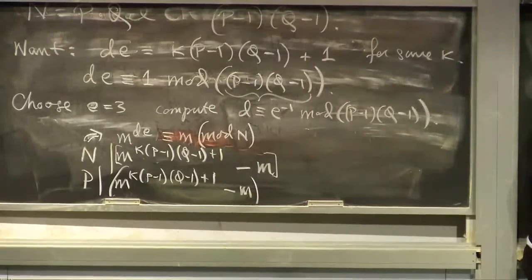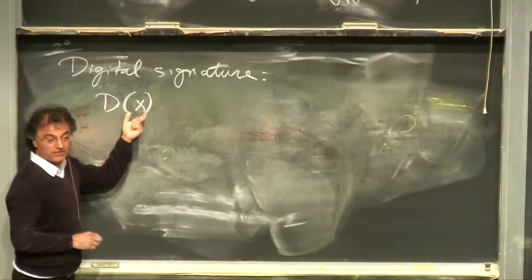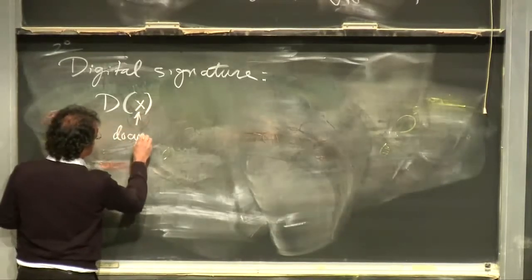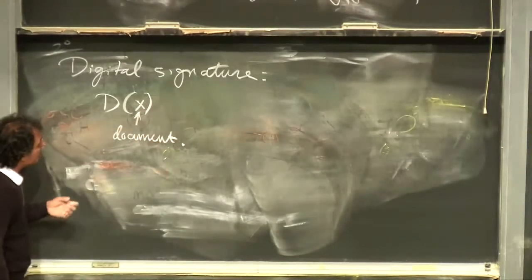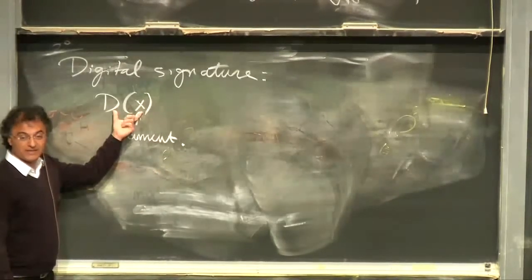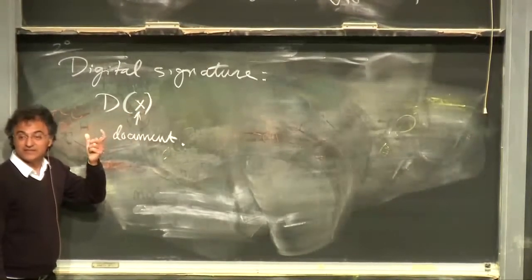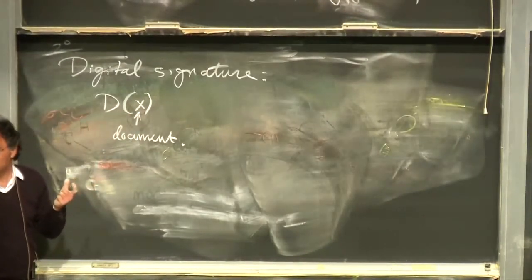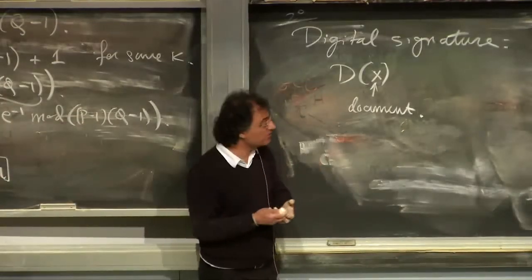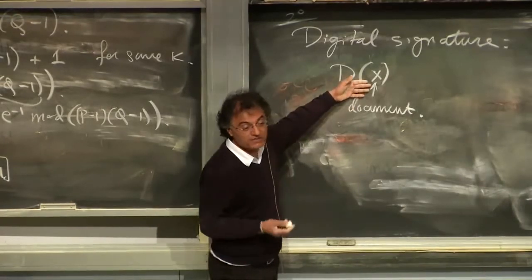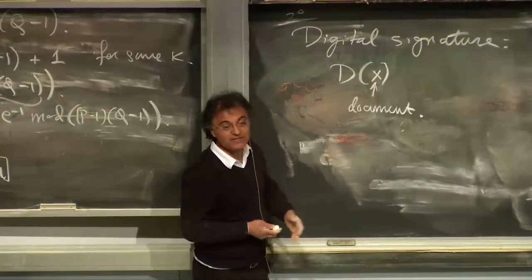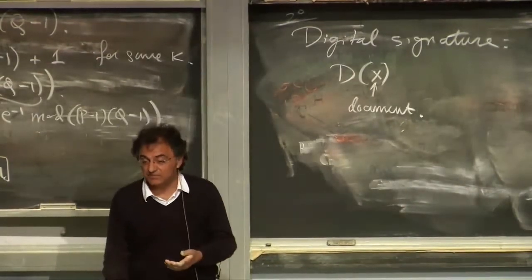If you can say that x was decrypted, right? If you have a document x, and you manage to get it decrypted by Alice, that's like a proof that she really attested to this document. Okay? And so that's like a signature, because you can say, well, nobody else could have decrypted it. So that's the basic idea behind a digital signature scheme.